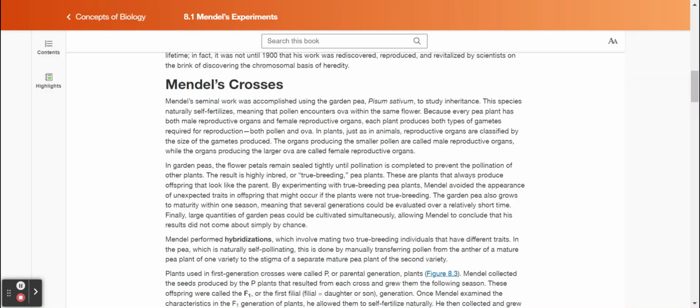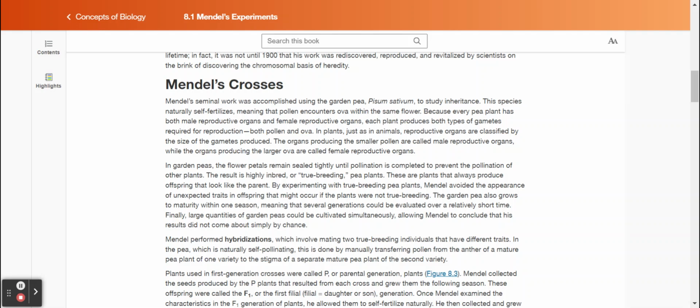Mendel's crosses. Mendel's seminal work was accomplished using the pea plant, Pisum sativum, to study inheritance. This species naturally self-fertilizes, meaning that pollen encounters ova within the same flower. Because every pea plant has both male reproductive organs and female reproductive organs, each plant produces both types of gametes required for reproduction, both pollen and ova.